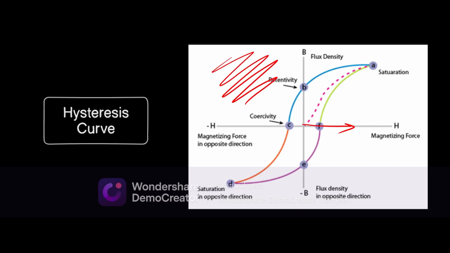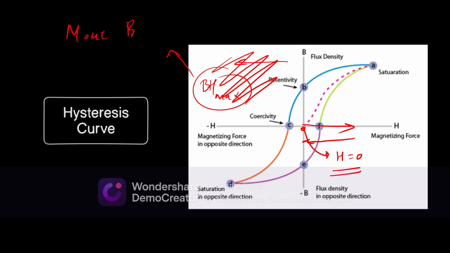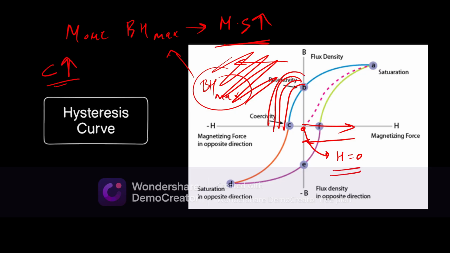So this is H. When we come back here, H becomes zero again. After this, we measure BH max in the second quadrant. The more the value of BH max, the higher the magnetic strength, because this curve gets sharper as the values of B and H increase. So the coercivity will increase, retentivity will also increase, and the magnet becomes very strong. So BH max should be maximum, not maximum, you can say it should be optimum.